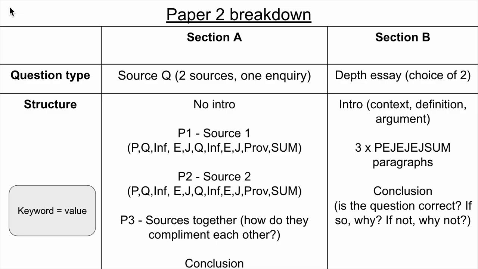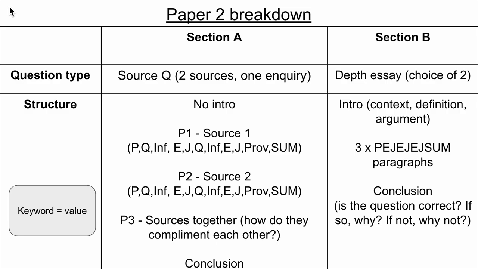How valuable are the sources for the inquiry? Okay, and then paragraph 3, we look at the sources together and think about how do they complement each other. Is there a point of agreement? And then think about the different perspectives that they offer. So is one an insider, one's an outsider? Is one at the time, another one's in hindsight, etc. And then we write a conclusion where we run through the value of the sources separately and then together.